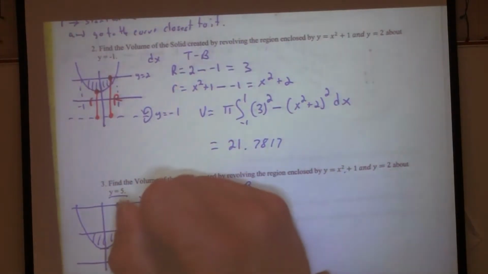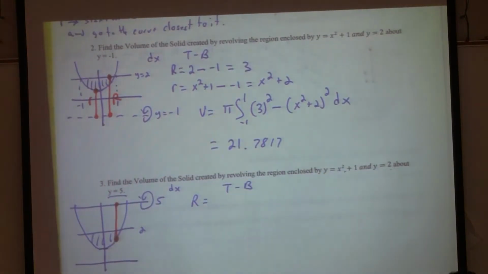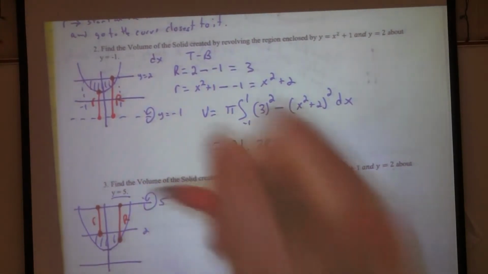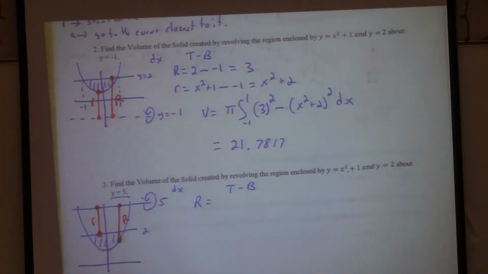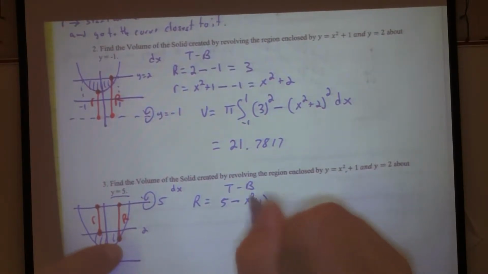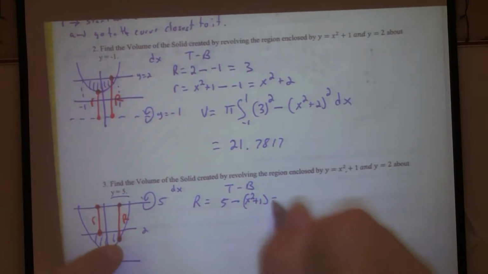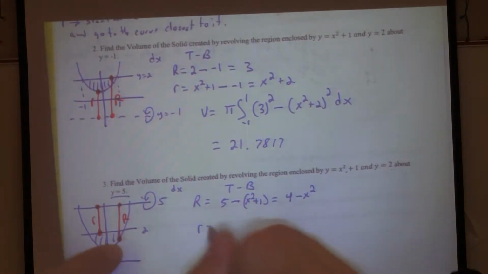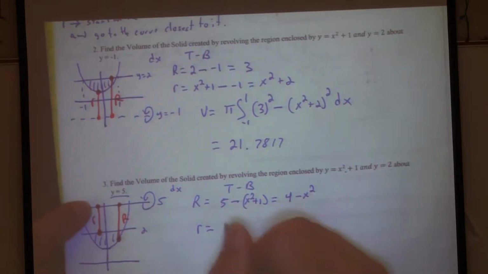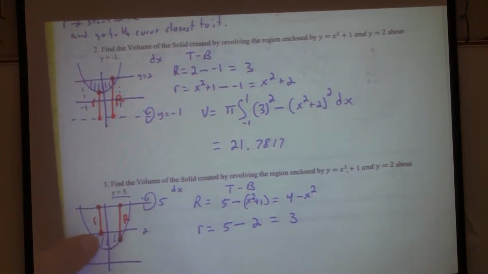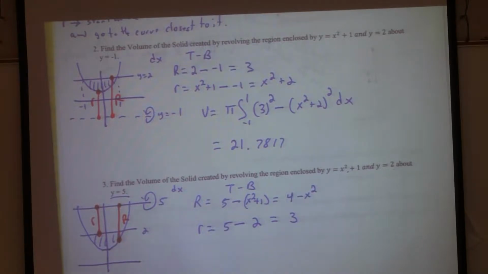Go to the axis of revolution to the curve furthest away for big R, and to the one closest for little r. What's the top for big R? 5 minus x squared plus 1. Make sure you put that in parentheses or else you're going to mess it up. So that becomes 5 minus 1, that's 4, minus x squared. For little r, the top is 5. What's the bottom? 2. 5 minus 2 is 3.